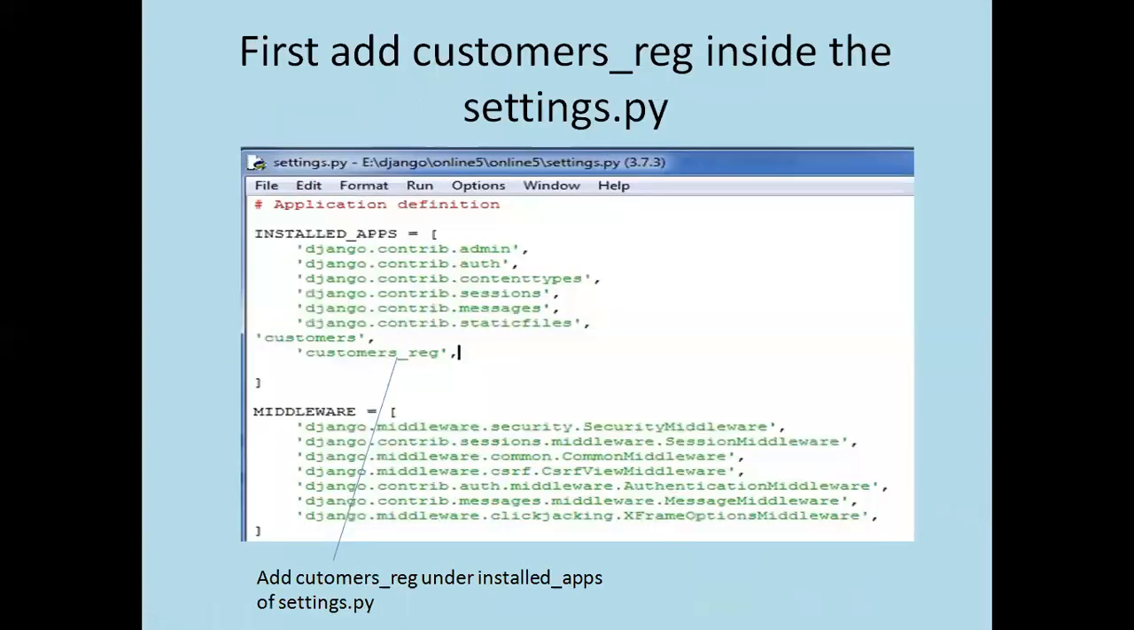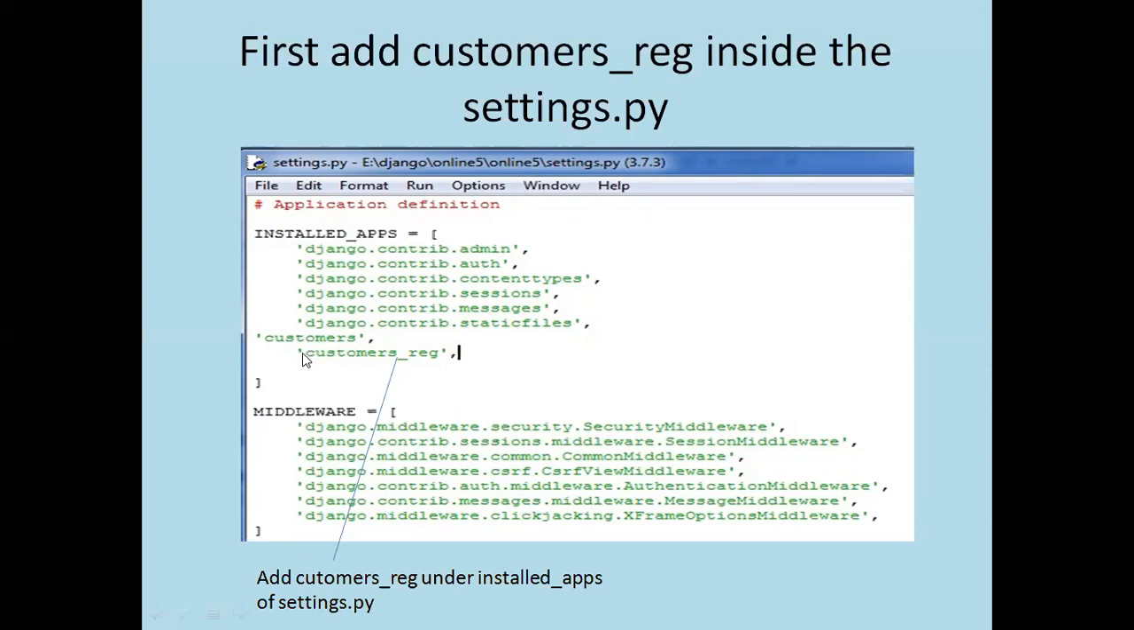Let's move on. The first change or addition that we have to do is go to our settings, the online file. Remember the application name that I've given was online 5. So you can see the location. I've already started my command prompt, my server is already started, and I've started a virtual environment. Then I'm inside Django online 5, and right now inside my online 5 app.